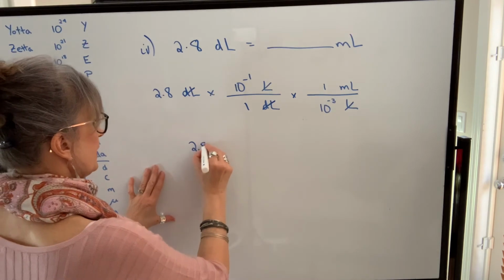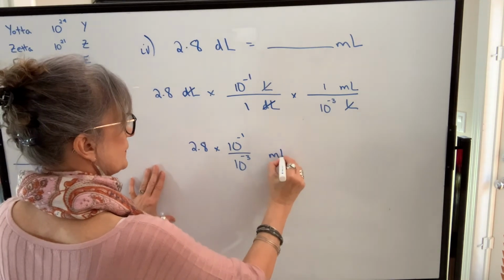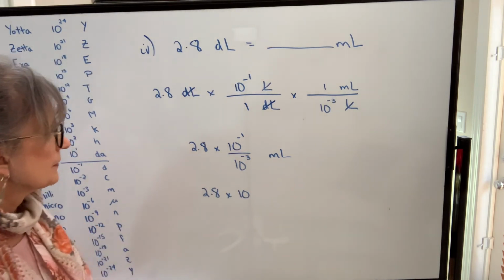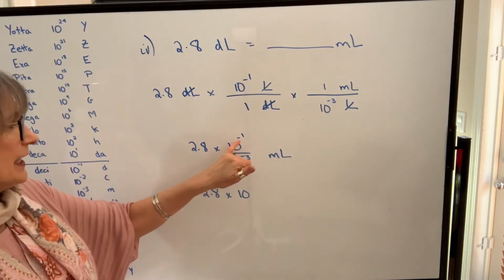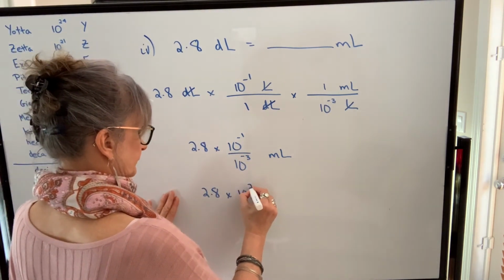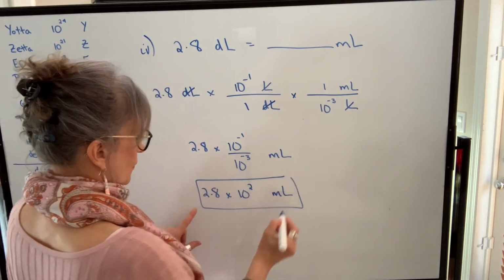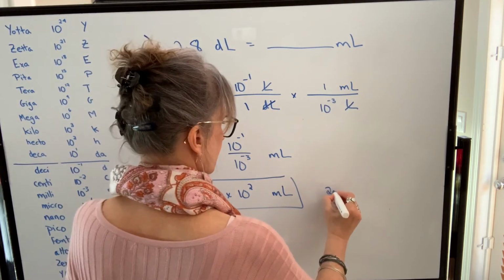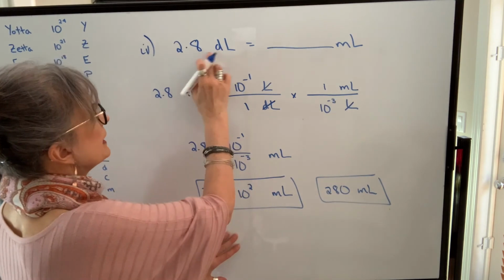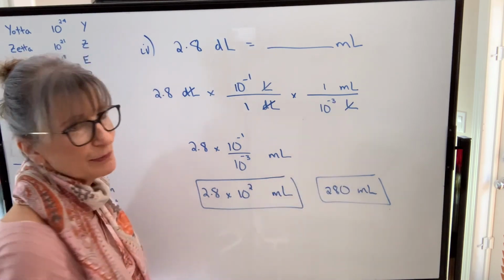My answer will be 2.8 times 10 to the negative 1 divided by 10 to the negative 3 milliliters. Dividing powers with the same base, I subtract my exponents. Negative 1 minus a negative 3 will be negative 1 plus 3, which will be 2. And we can leave it in that form. Or we can write it without a power of 10. Just move my decimal point to the right 2 places. So 2.8 deciliters will equal 2.8 times 10 to the 2 milliliters, or in other words, 280 milliliters.